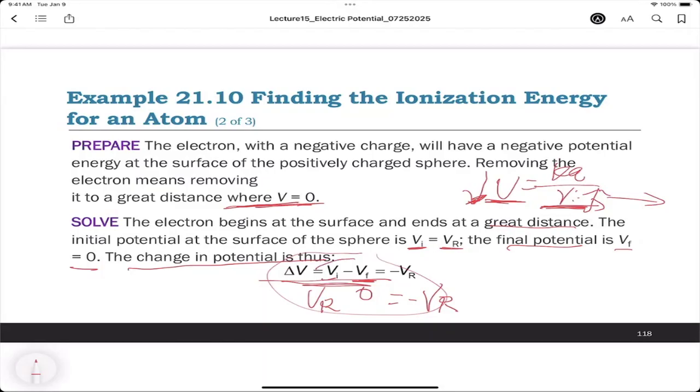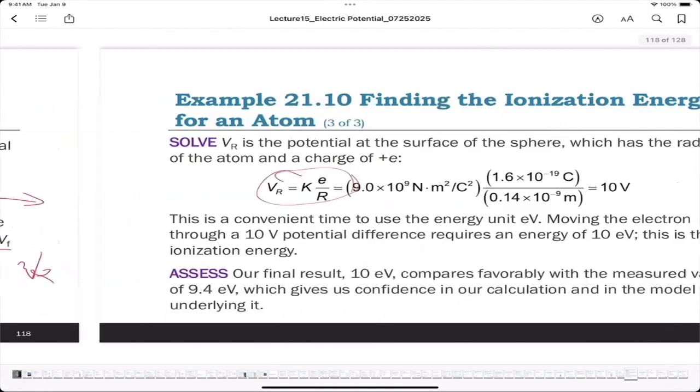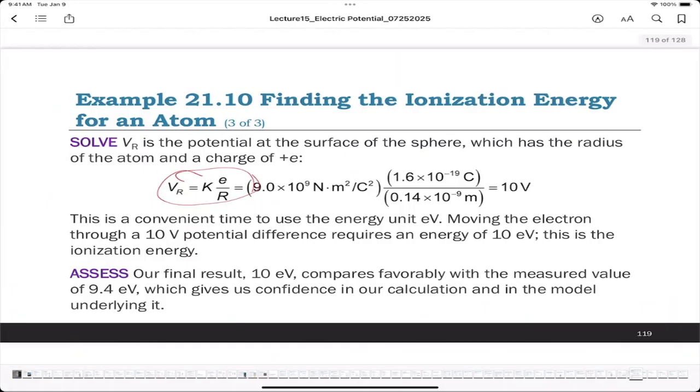I think this one is a little wrong. The difference should be V_f minus V_i. Because this is zero and this is V_R, it is negative V_R. So just pay attention to that. This is not that accurate.